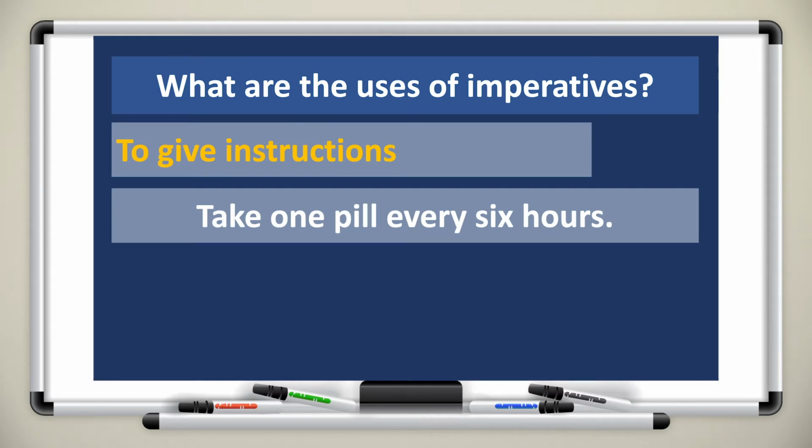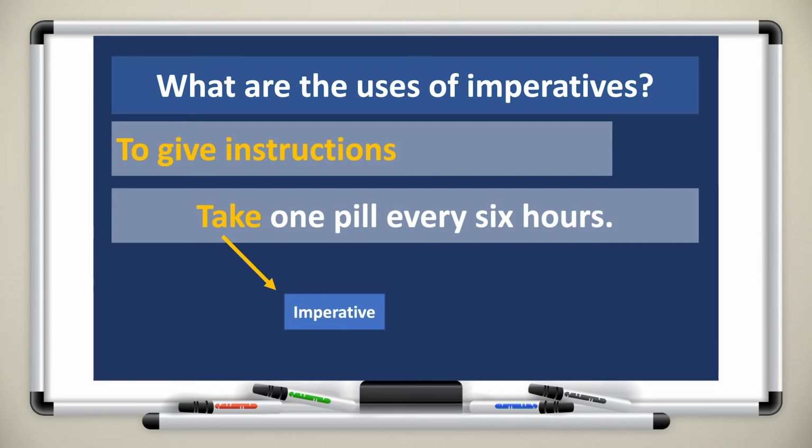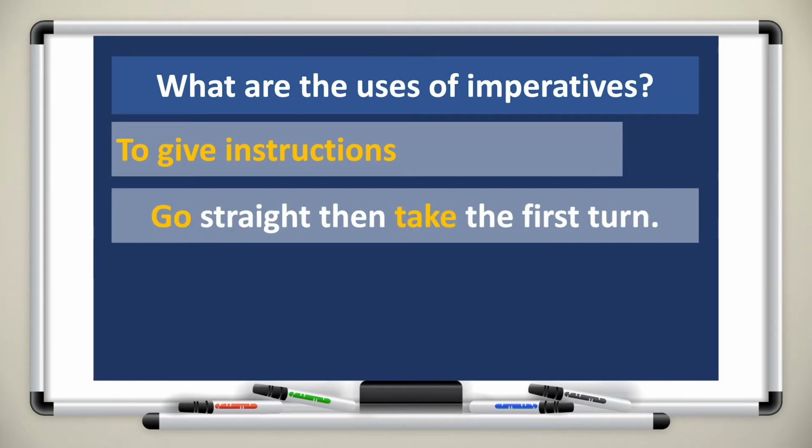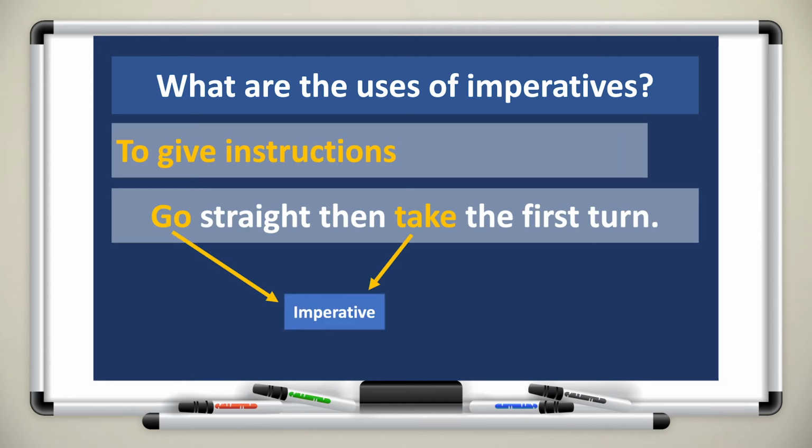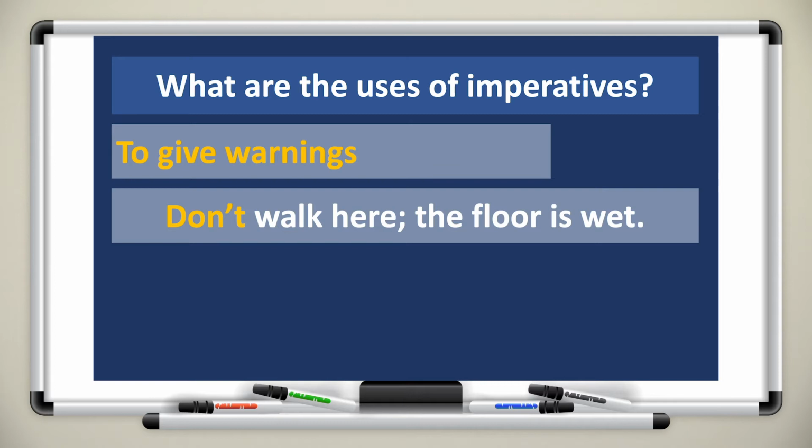Another use for the imperative words is when we want to give instructions. For example, take one pill every 6 hours. Now, the word take is an imperative word because by using the verb take, I'm giving instructions. The word take here is also in the infinitive. Another example is go straight, then take the first turn. Now, the word go and the word take are both in the infinitive. They are both imperatives.